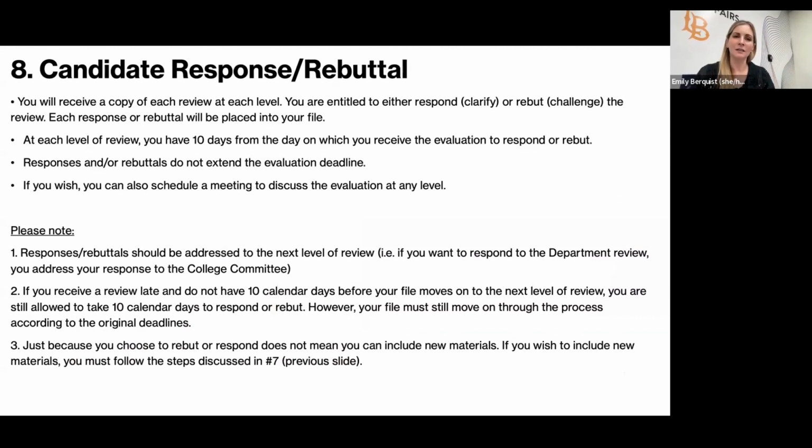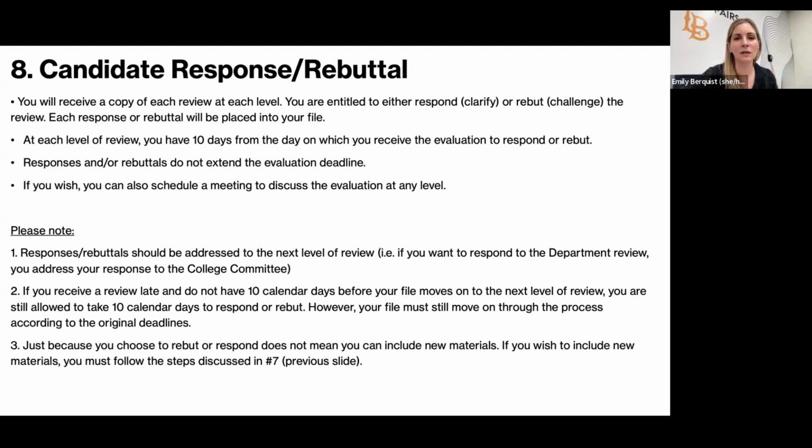Another important thing that candidates often have questions about are your opportunities to respond and rebut to your different reviews. So how does this work? Each time you're reviewed, you're going to receive a copy of each review. And if you're just starting out in this process, of course, I highly recommend that you save copies of all your reviews. Now they'll be a little easier because they'll all be electronic. Keep those for yourself. We have them too, but you're highly advised to keep them.